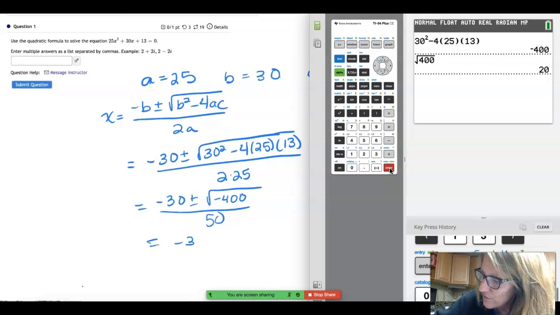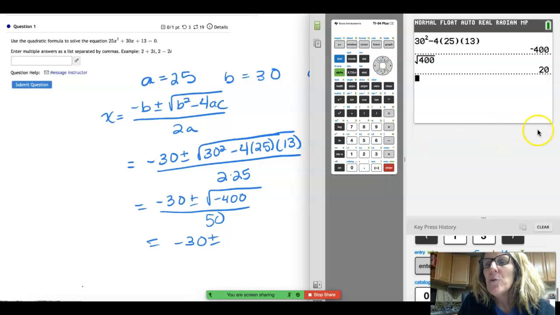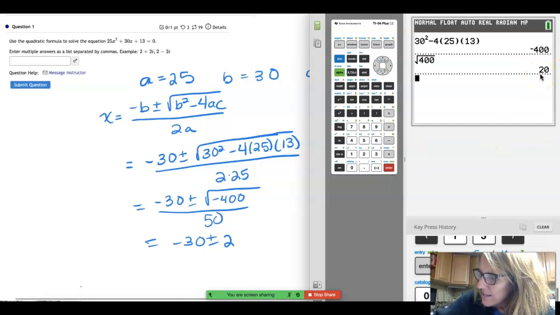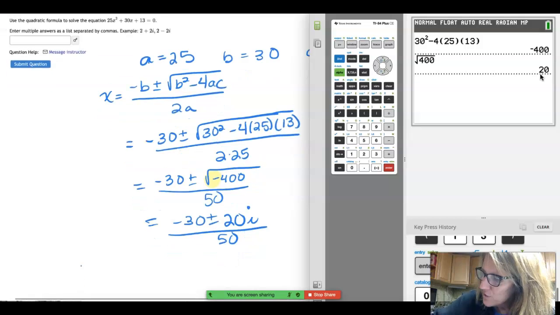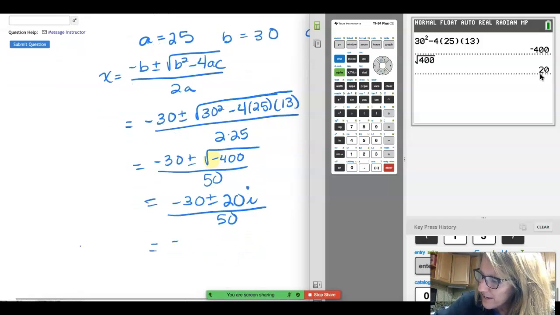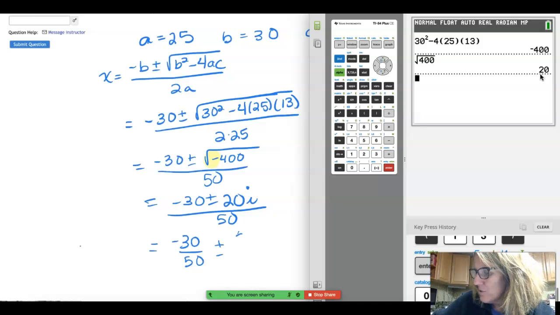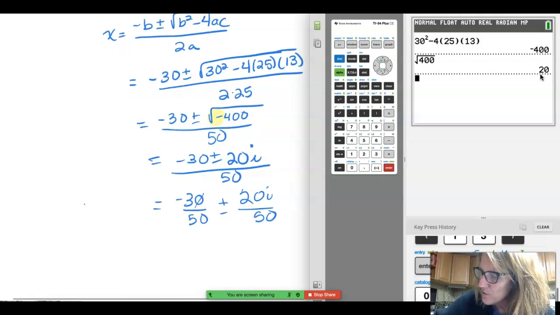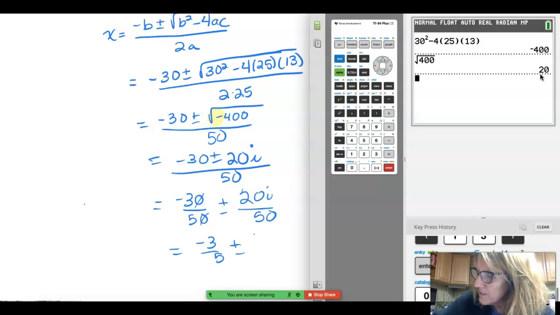So we have negative 30 plus or minus. Now the square root of 400 was 20, and then because of this negative, it's going to be plus or minus 20i, all over 50. So we can separate this out and write it as negative 30 over 50 plus or minus 20i over 50. Then of course these reduce, so we have negative 3/5 plus or minus 2i over 5.